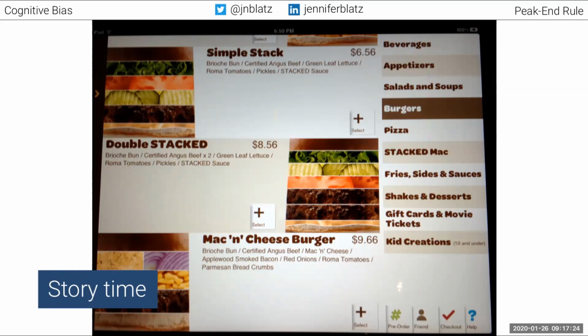For him, the peak of the experience was finishing the task and being done. And that was positive for him. So therefore, the whole experience was positive.